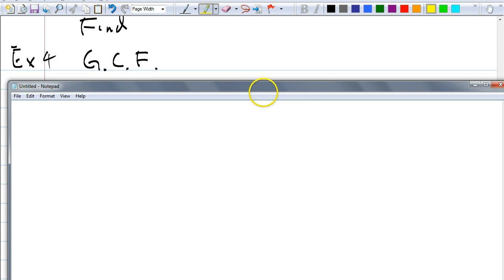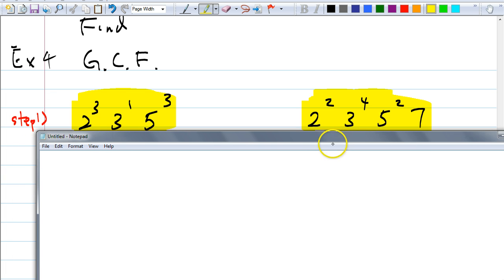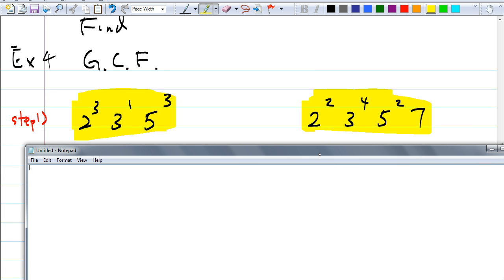Do you guys remember finding GCFs? I did the first step for you, the factor tree. By the way, on your homework, are they going to do this for you? No. You have to do it yourself. Now, why do we do all this work? Why is this nice? You could literally see your common factors. That's why we do the prime factorization, and we write them in exponential form.